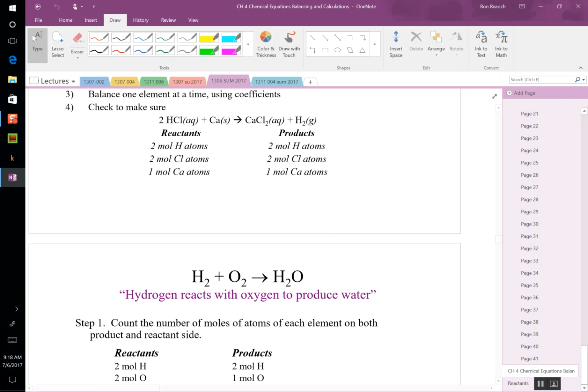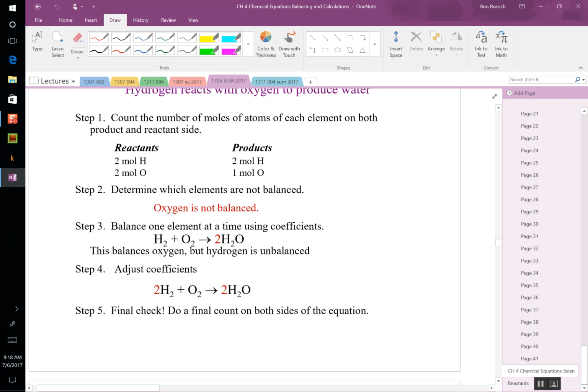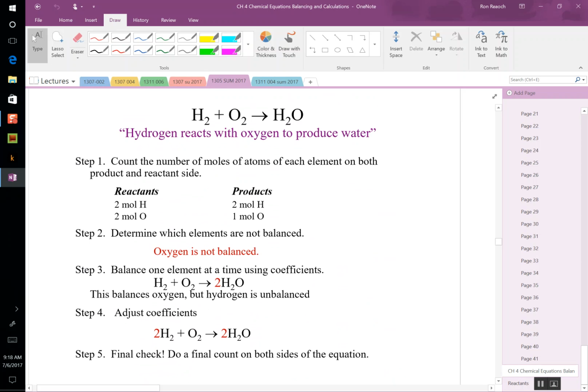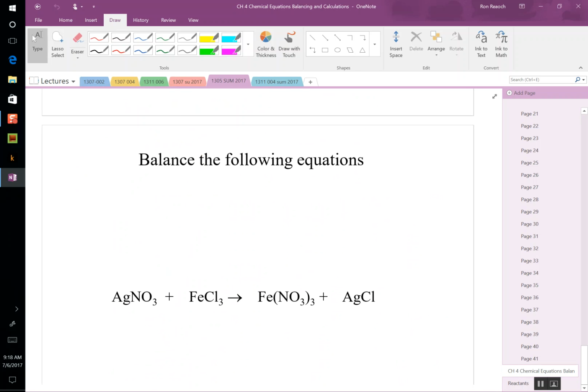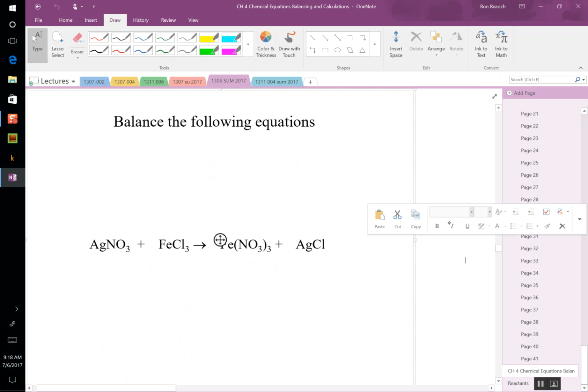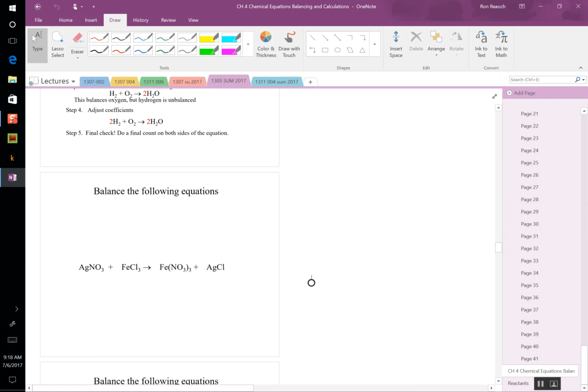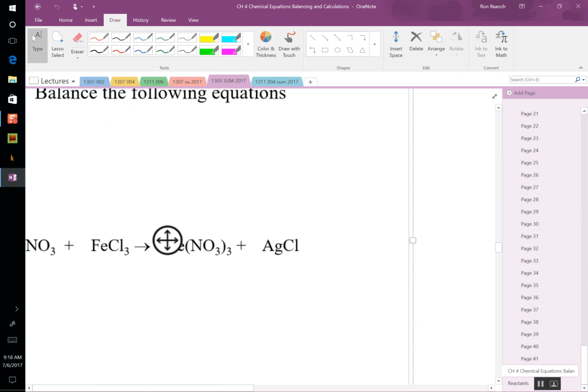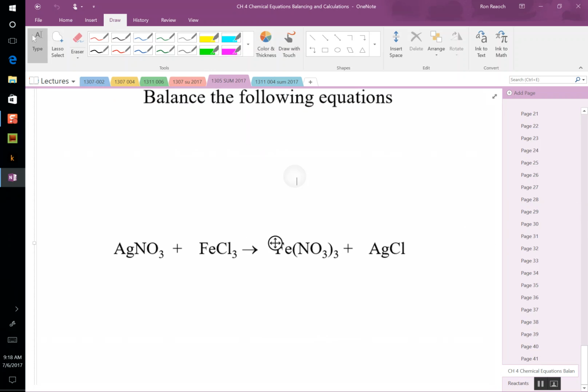All right, we've talked about balancing. So here's some you can go back to. All right, let's take a couple examples and just try to balance a few more equations. There's about 3 or 4 examples here, different kinds of chemical reactions.